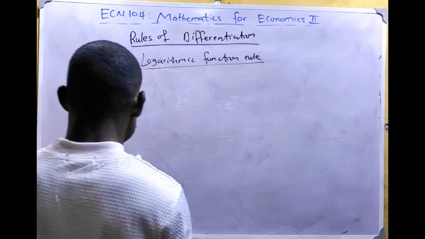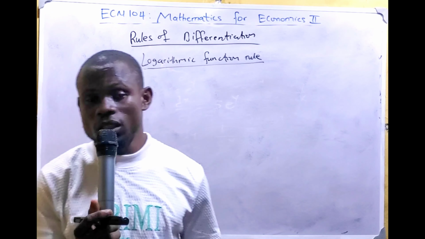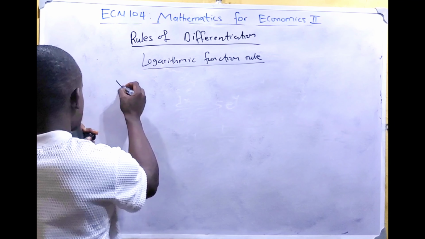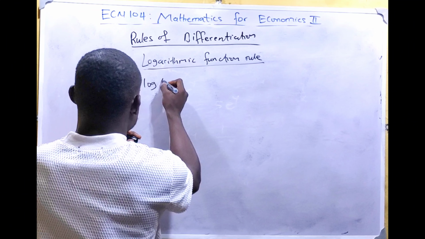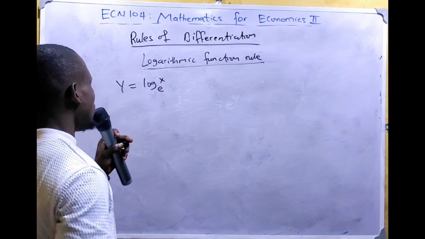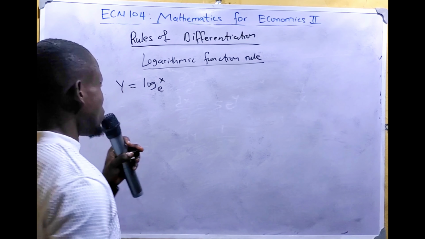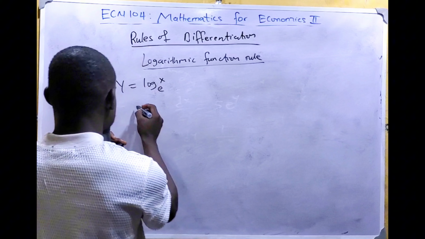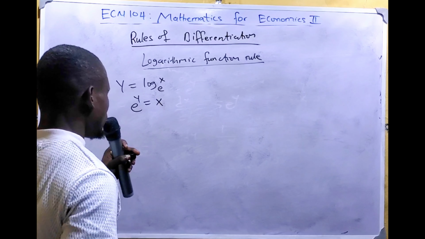Now the logarithmic function rule, the derivative of a logarithmic function. For instance, let's say we are given a function such as y equals log x base e. So how do we solve this? The first thing we do here is transform this to an exponential function, such that we have e raised to the power y equals x.